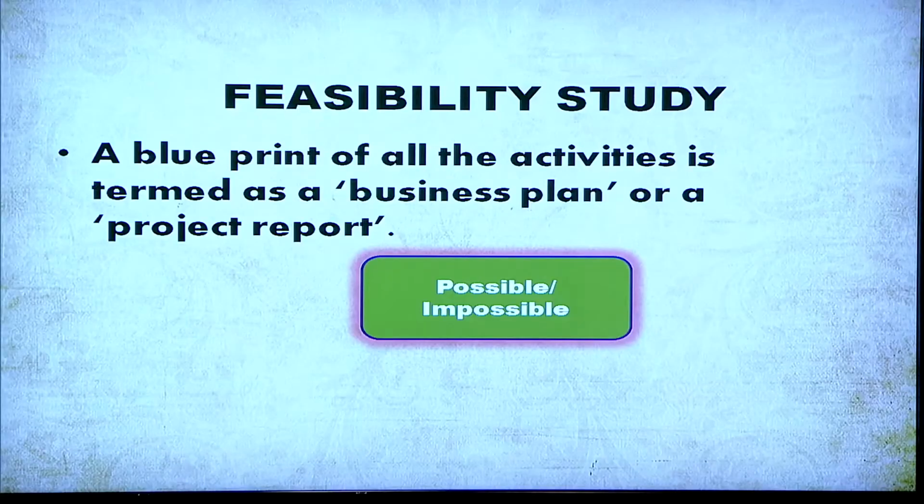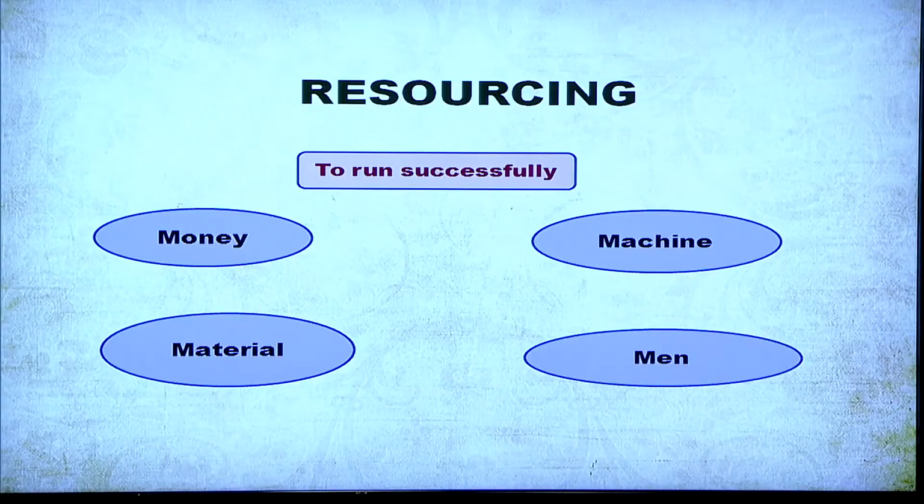to gather those inputs. A blueprint of all the activities that is to be done by the entrepreneur is prepared by him, or he will plan activities that is known as a business plan or project report. He will ascertain whether his ideas can be put into action and whether his activities can become a possible one or impossible one. Which are the resources that he should consider while planning his activities? To run successfully, he should consider men, materials, machine and money.